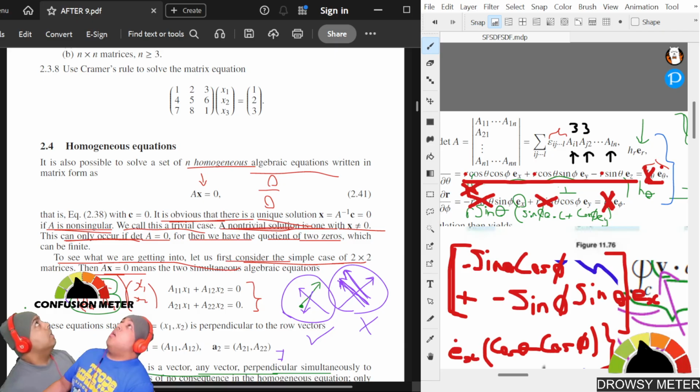It's also possible to solve a set of n homogeneous algebraic equations. Okay, let me bust Google out. What is a homogeneous algebraic equation? A homogeneous algebraic equation is one where every term contains the same total degree of the variables. Examples: 3x plus 2y minus c, each term has the same degree, x cubed.